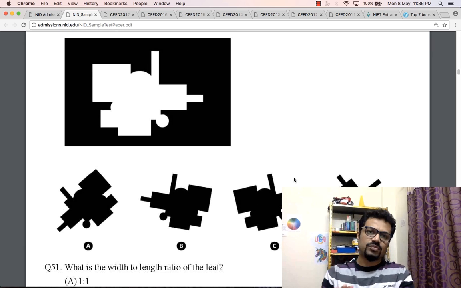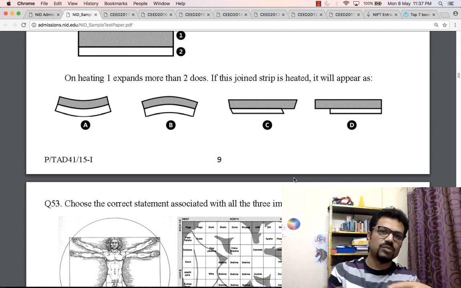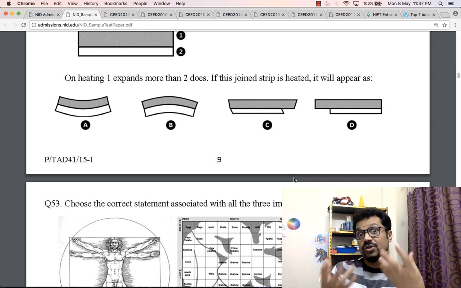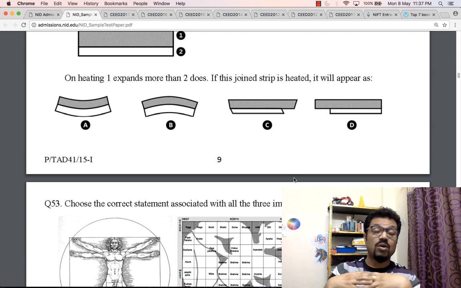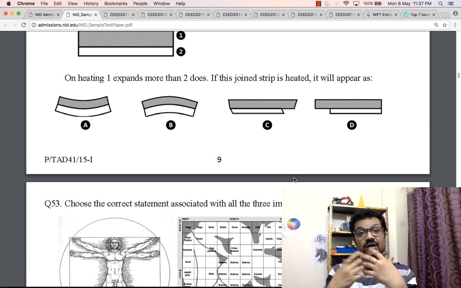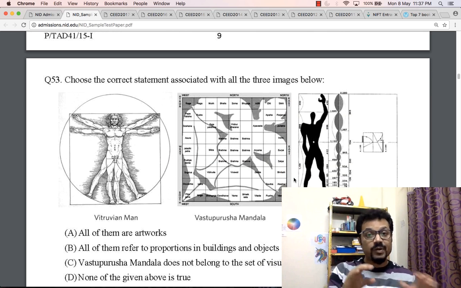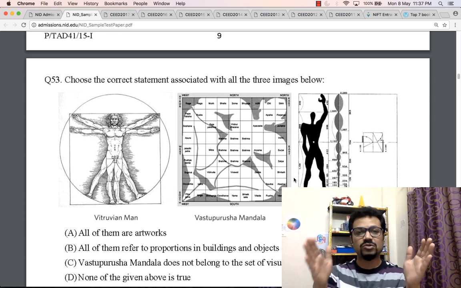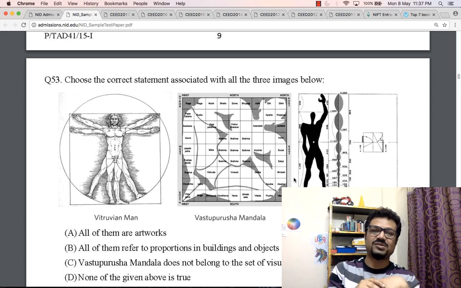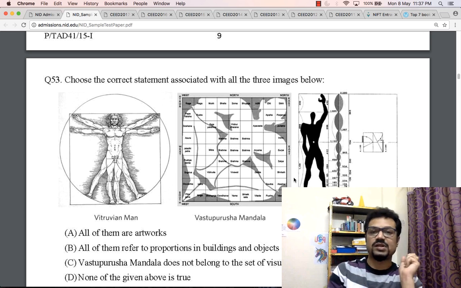So all I'm trying to tell you is, the more you explore around you, the more you increase your observational skills, the more you read about the design world and how things are built, how things are functioning, how things are designed, the easier it will be for you to attempt such questions, and your preparation will happen in a very natural manner. You don't have to specifically solve those hundreds and thousands of question papers designed by some coaching institute. That is not the most effective way to prepare for these exams.